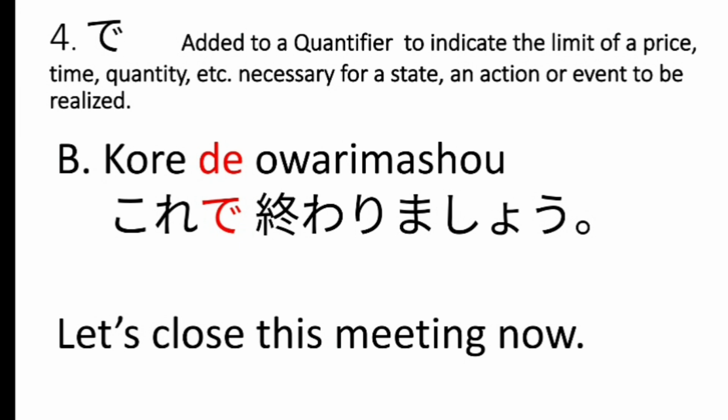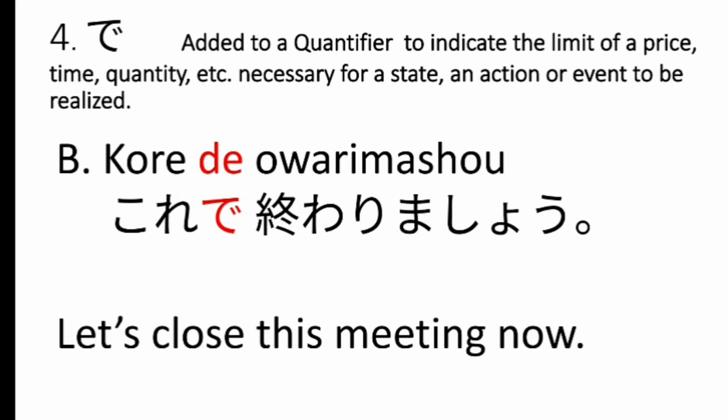saying as well that ここまで, up until here, just up until now. So in here, we can say that the de in here is the now. Let's close this meeting now. これで終わりましょう. 終わりましょう. Let's close or let's end. Or you can also say これで会議を終わりましょう.